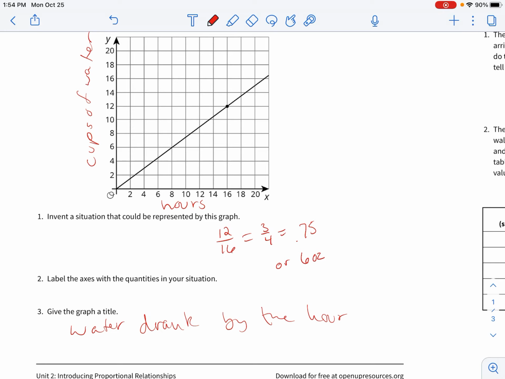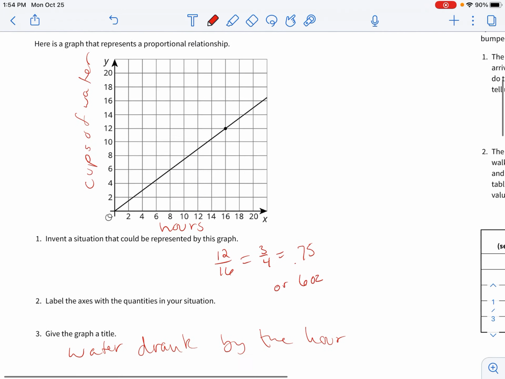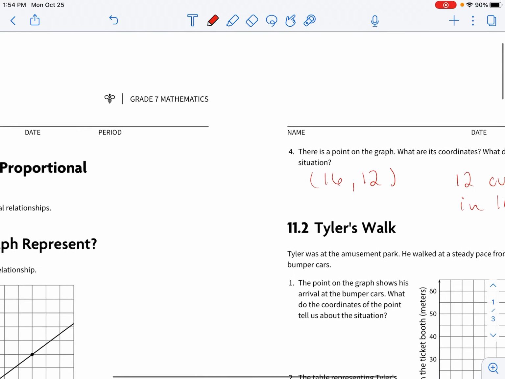Okay. So to give the graph a title, just put water drank by the hour. So something simple. You could come up with something else, something that uses 3/4 for every hour or for every increment in the X, but for me this is just one that I thought of.